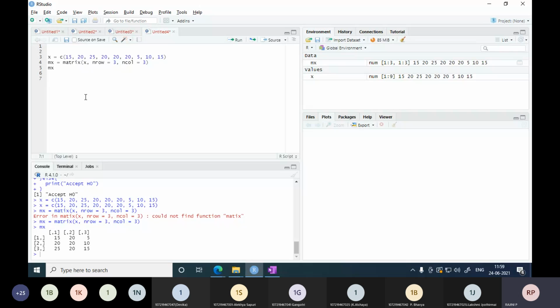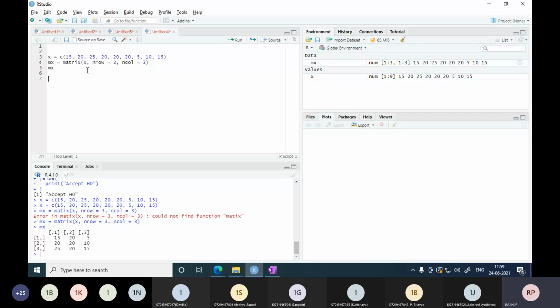We cannot enter a table like this directly in R. So what we are doing is first entering the data in vector form, and then converting that vector into the matrix form. Is it clear? Any doubt in the conversion? No, ma'am. Now after this, there is nothing there.